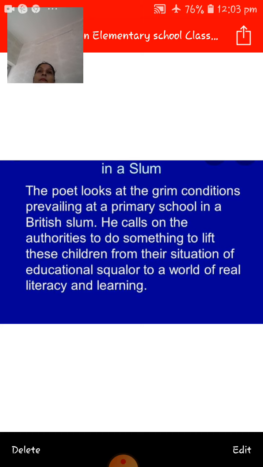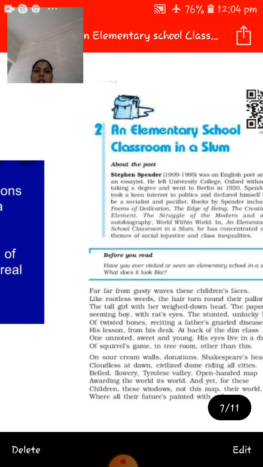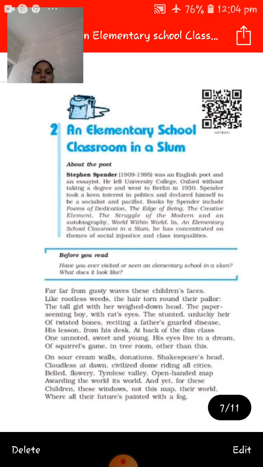So basically, the poet focuses here on what? On slum people or slum children who are not educated, or you can say they are illiterate. So his focus is to educate them, or to give them at least primary level of education. So let's read our poem, that is on page number 93 of your book, Flamingo.